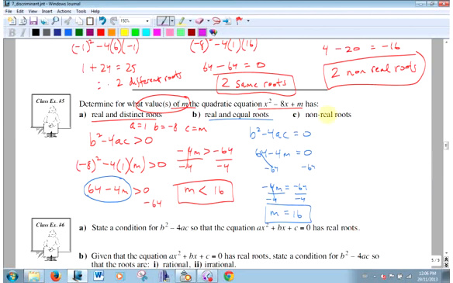All right, last one. If it has non-real roots, what do I know about the discriminant? It's less than 0. Have I already done this? Yeah. 64 minus 4m. When is this less than 0? When is minus 4m less than negative 64? When is m greater than 16? Okay? So a little more involved. That's it.